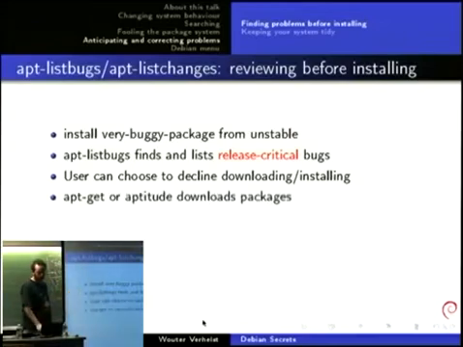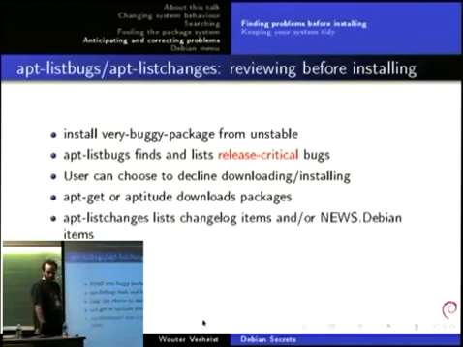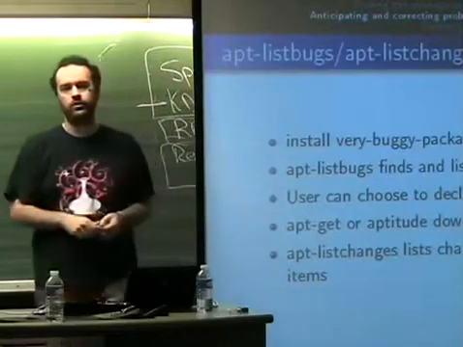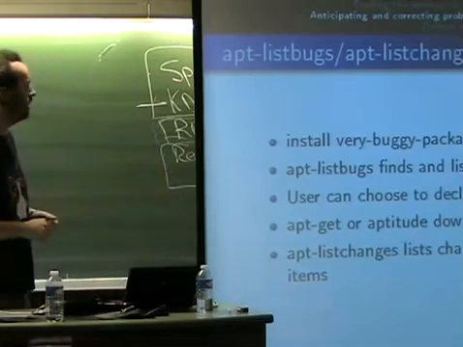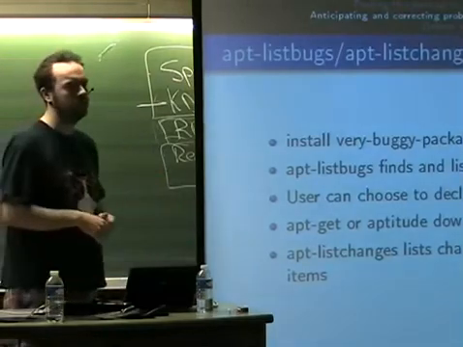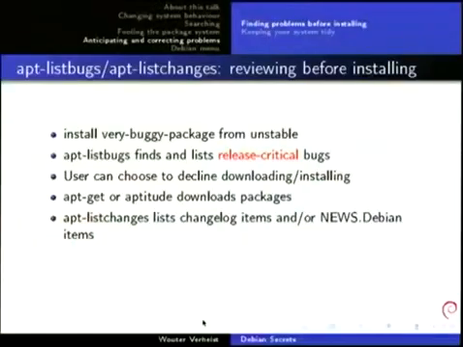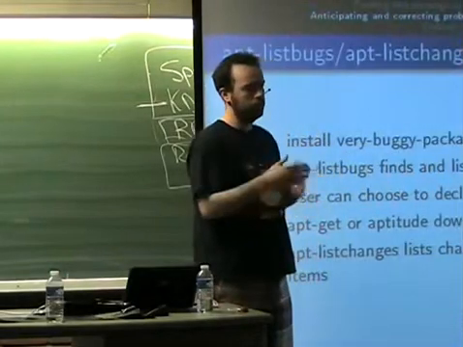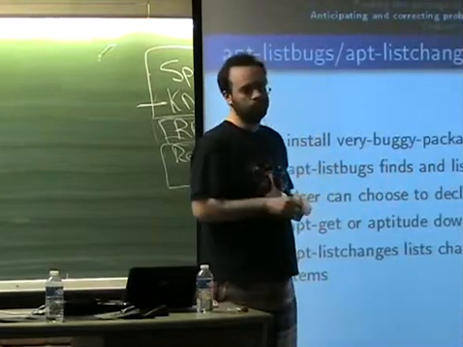If you choose to go on, then either apt-get or aptitude, whichever you're using, will go on and download the package, and then apt-listchanges is called, which will give you the changelog item, and, if the package has that, a NEWS.Debian file. apt-listchanges is installed by default in Lenny in such a mode that it will only give you the NEWS.Debian entries, which is only entered when something important changes.